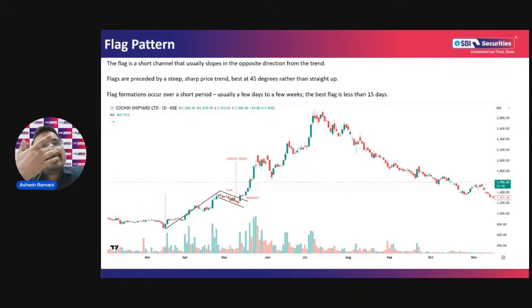Your flag and pole pattern. This is your normal flag and pole. There is also something called an inverted flag and pole, wherein you will see the price falling sharply, then it will consolidate in a channel and then again give a breakdown on the downside. Is the flag pattern clear, guys?